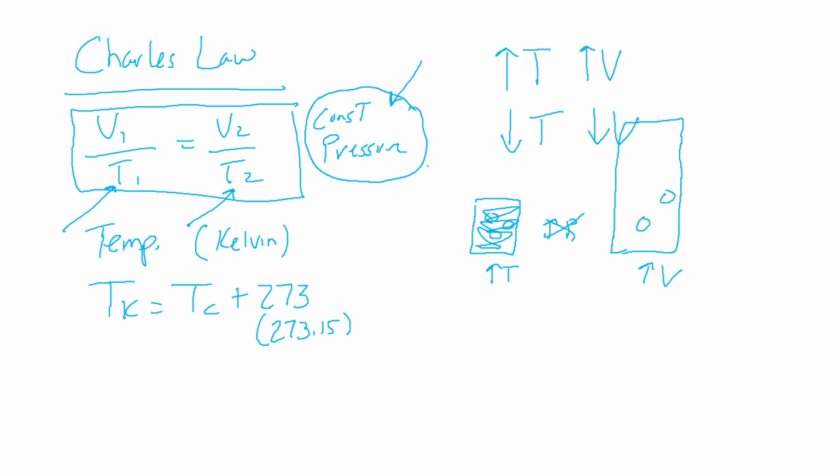So even though these gas molecules are moving around faster, they now have a lot more room to fly around in. It's going to keep the number of collisions relatively constant. And that is how we keep constant pressure.